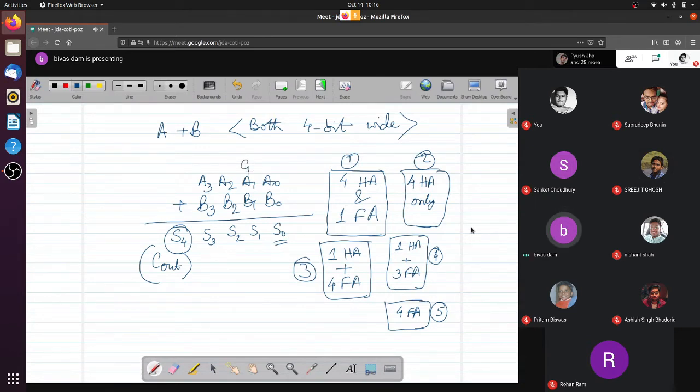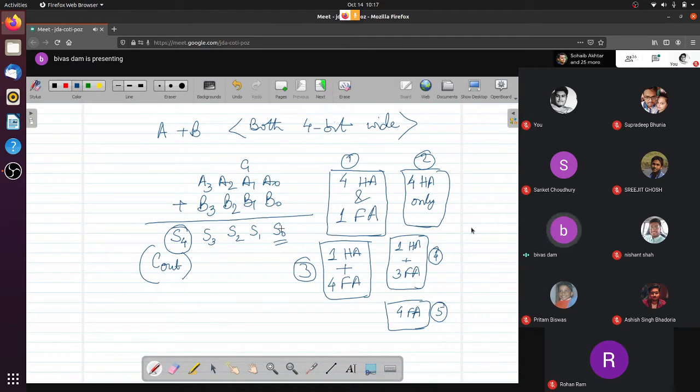Okay. So from A0 plus B0, I am generating, in general, C1 and S0. That S0 will come in the same position, the 0th position, but C1 will go to position number 1, that means the next position. And now, here in position number 1, we have to deal with not only 2 bits, we have to deal with 3 bits. That means C1, A1, and B1.